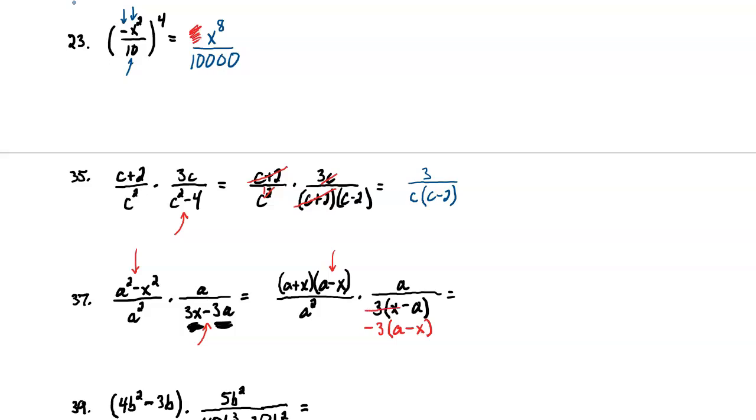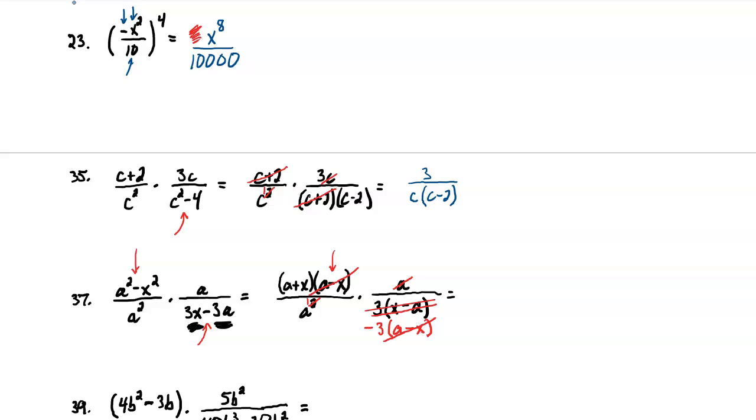I'm replacing the 3 times x minus a with the negative 3 times a minus x. Now I'm ready for the canceling. A minus x in the top cancels away the a minus x in the bottom. The single letter a in the top cancels one of these away, leaving the new exponent of 1.